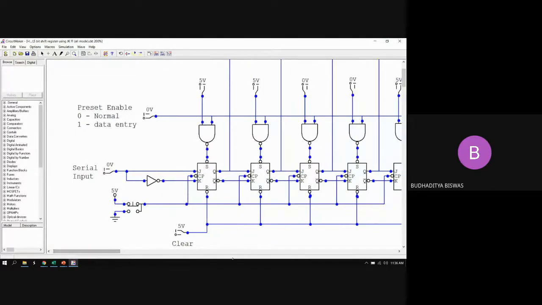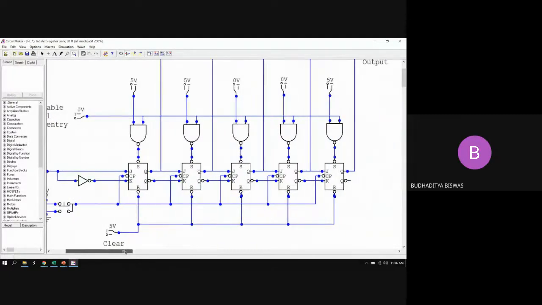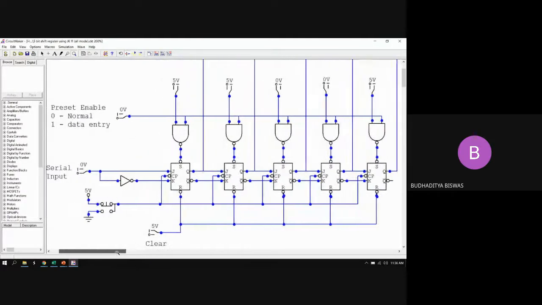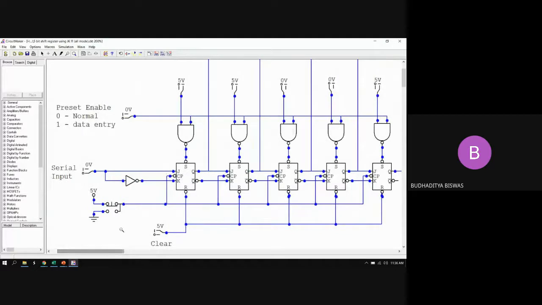So here you see, this is a 5-bit register. Why? Because 5 flip-flops are used, and here we use the JK flip-flop. But we connect one NOT gate between the J and K so that the no change state and the toggle state should not occur. And this is my serial input. A JK flip-flop has two inputs, but if you connect a NOT gate like this, then it becomes a single input flip-flop. This is called the serial input.